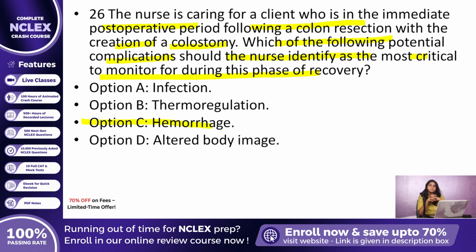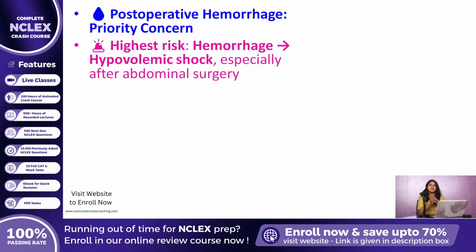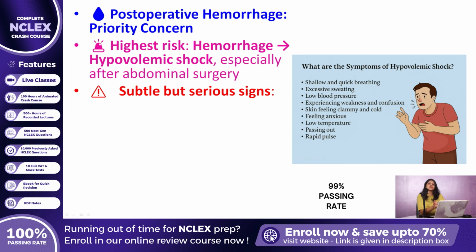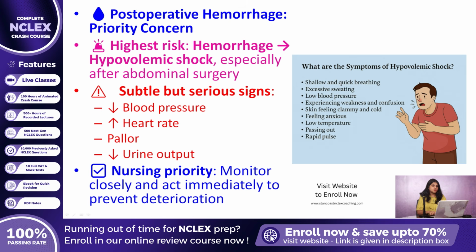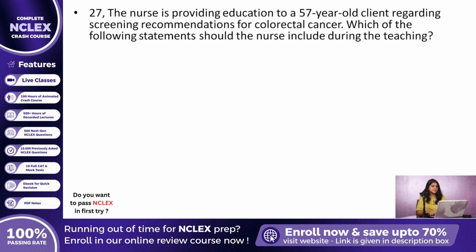Let us explore why. During the immediate post-operative period, the nurse must prioritize life-threatening complications. Hemorrhage, especially after abdominal surgery, poses a high risk for hypovolemic shock. The signs are often subtle but dangerous, such as a sudden drop in blood pressure, rapid pulse, pallor, and decreased urine output. Let us move forward now to question number 27, which emphasizes preventive education and cancer screening.